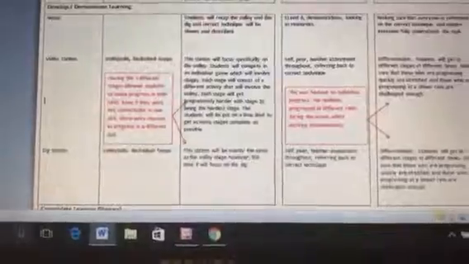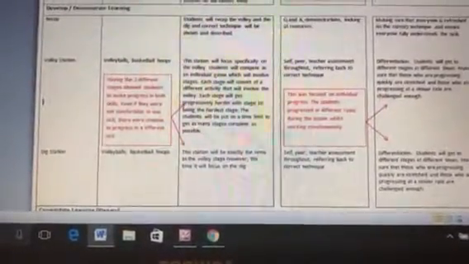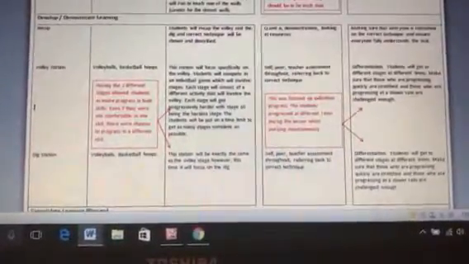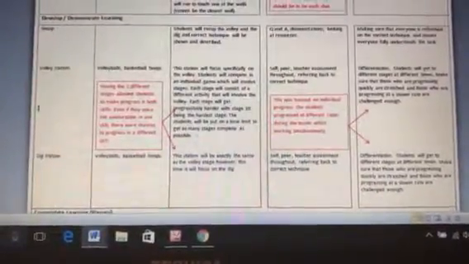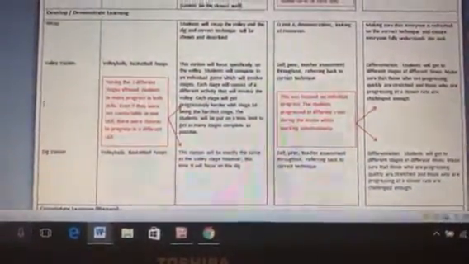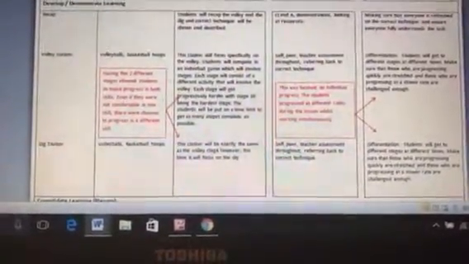Having the 2 stations, so having the volley station and the dig station, allowed progress in both skills. So if they weren't confident in one of the shots, they maybe had to progress more in the other one, which gave them enough time to focus on their own ability.